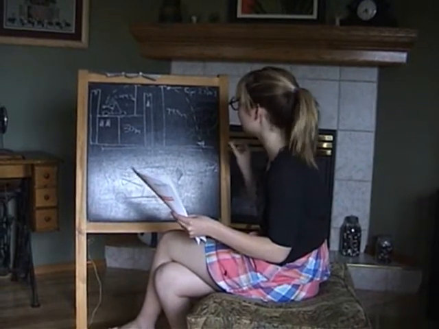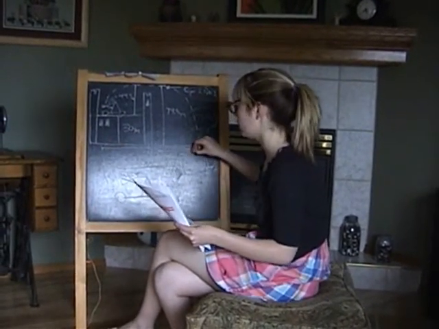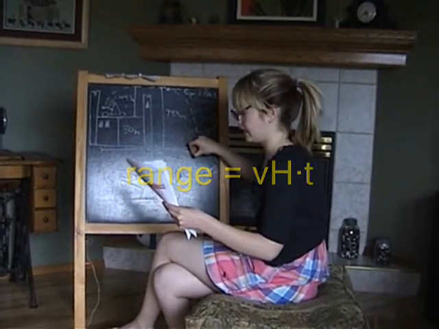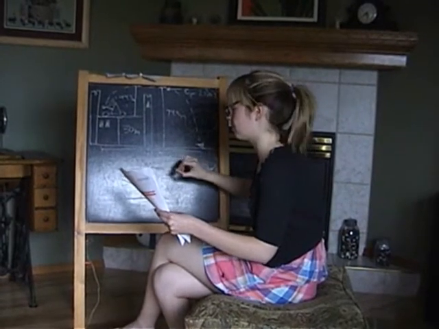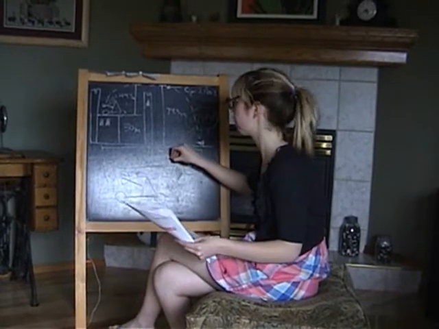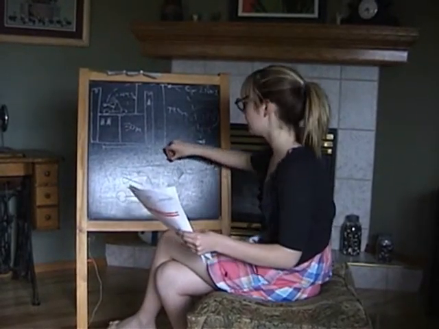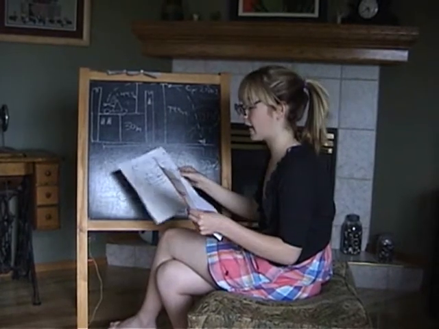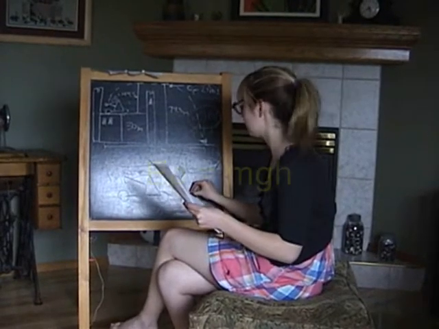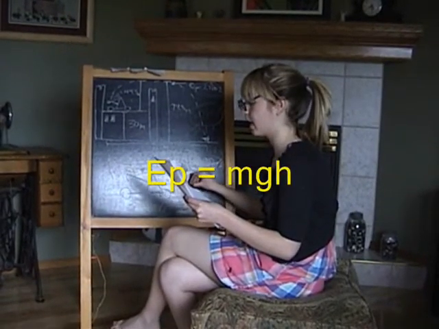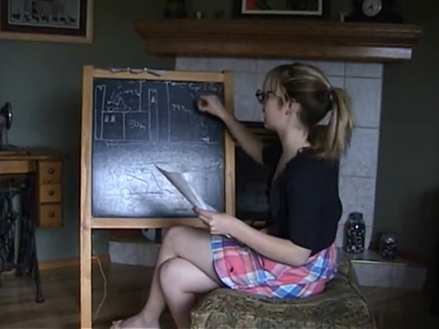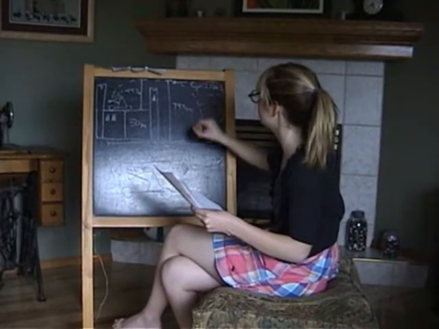Continuing on with that, we can calculate the range. The range is calculated by VH times T. So we take VH, which was 5 meters per second, times 6.9 seconds, and it gives us 34.5 meters. Continuing on to make this an even better catapult, we can then calculate the EP. Calculating the EP is done by multiplying m times g times h. We get a total EP of 2.7 times 10 to the 5 joules.